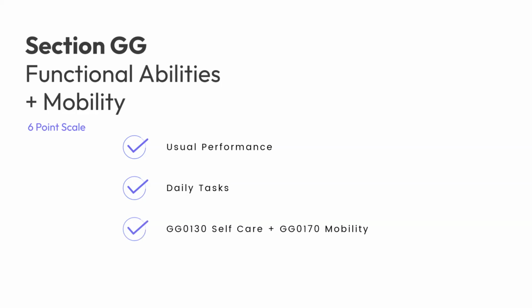Shifting gears, we'll now dive into the last, but largest component of Section GG, often referred to as the Functional Abilities and Mobility Assessment. This assessment utilizes a widely recognized 6-point scale to gauge a resident's usual performance in a range of daily tasks. These tasks are divided into 2 main categories: GG0130, self-care, and GG0170, mobility.